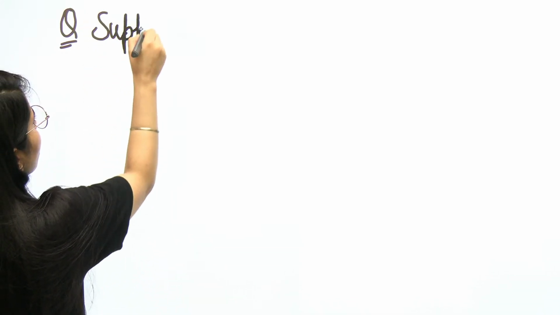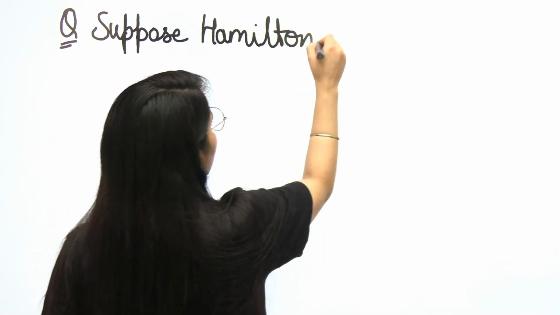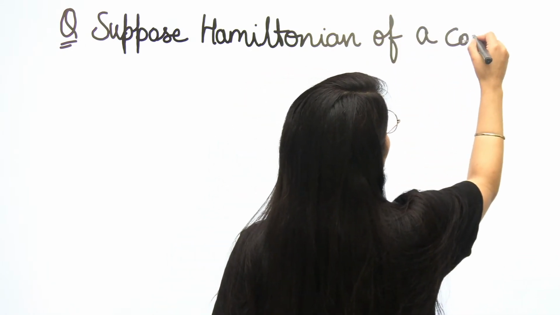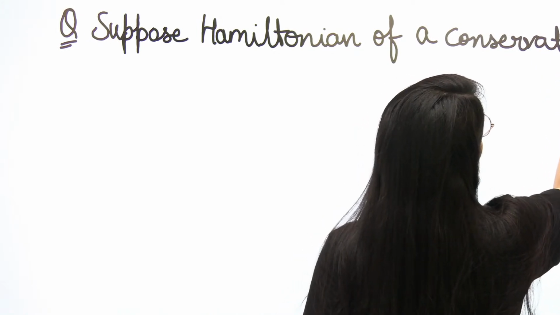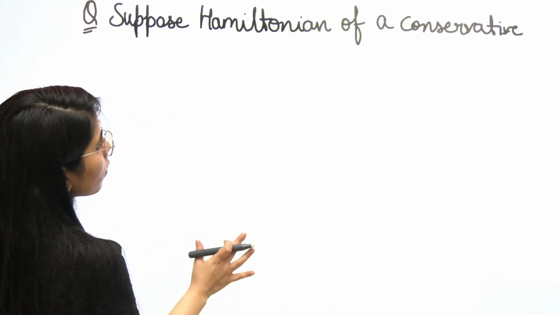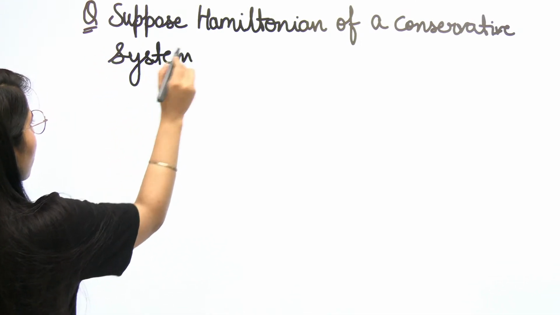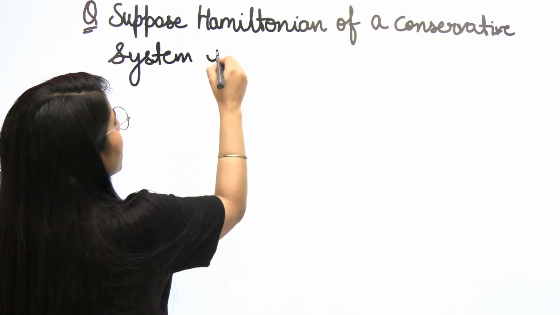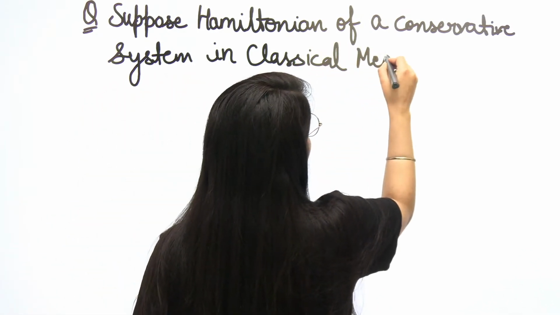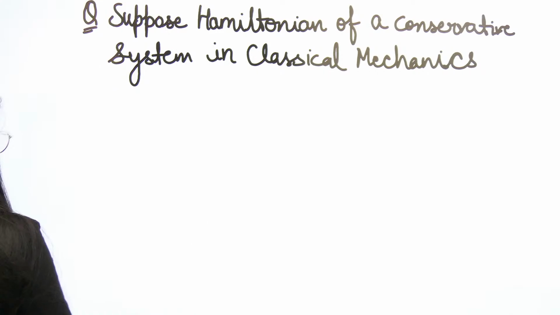Suppose the Hamiltonian of a conservative system in classical mechanics. Now, if you are thinking it is a classical mechanics question, it is not a classical mechanics question, it will be a quantum mechanics question when you read the further statement.